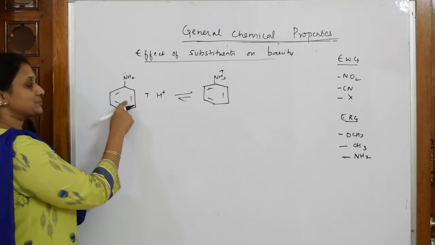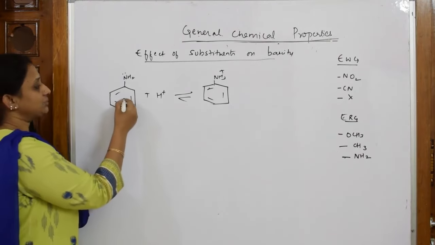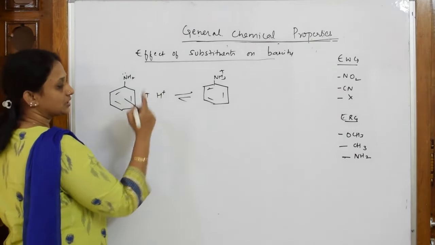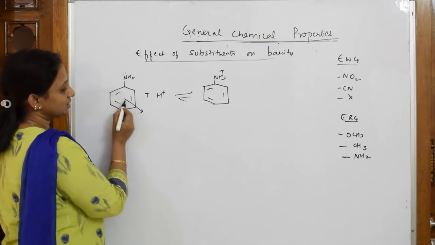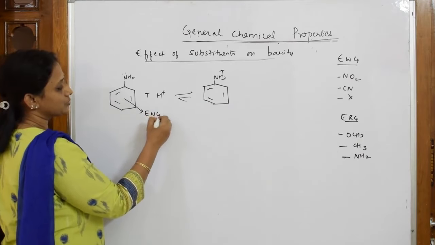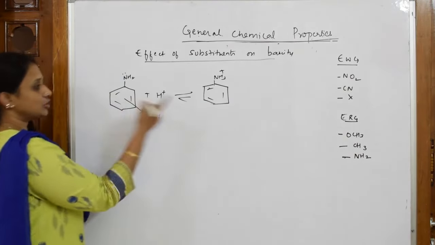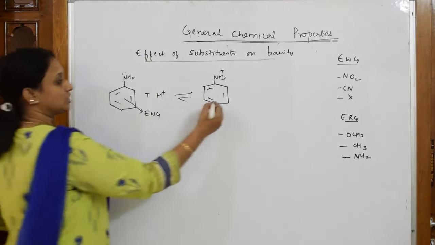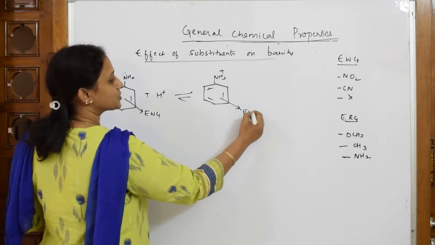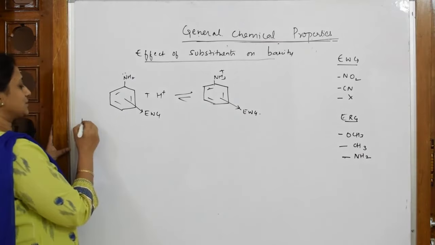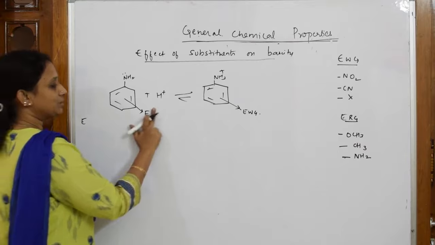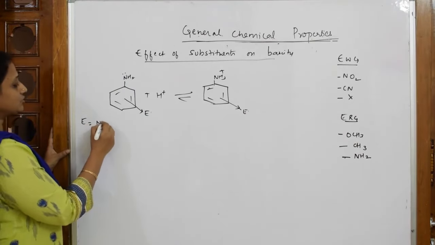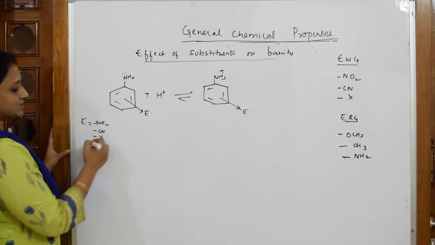Now suppose to this aniline or anilinium ion, you have electron withdrawing groups. I'm going to write electron withdrawing groups, EWG, like this. This electron withdrawing group can be nitro, cyano, and X. It can be anything. Here also, if you have electron withdrawing groups, E can be nitro, cyano, and X.